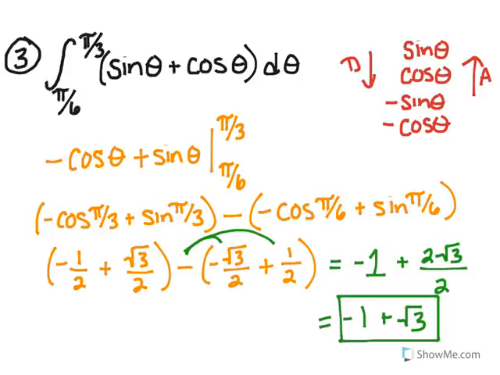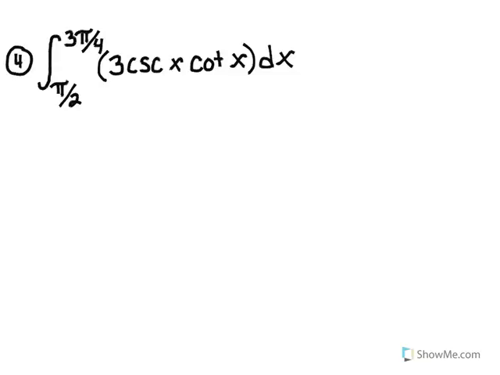Okay, problem number 4. Now we want to do the antiderivative of 3 cosecant x cotangent x, and we are going to evaluate that over the interval from pi over 2 to 3 pi over 4. Alright, so cosecant x cotangent x is one of our antiderivative rules. The antiderivative of cosecant cotangent is actually negative cosecant. So the antiderivative here will be negative 3 cosecant of x, and we're again evaluating from pi over 2 to 3 pi over 4.